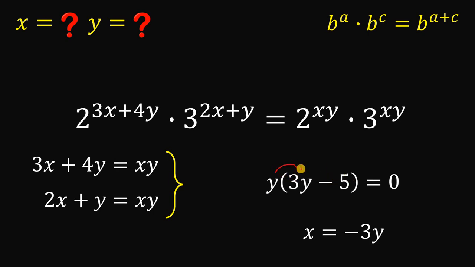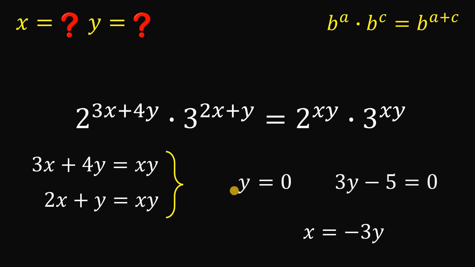Take note that when we distribute this y, we get 3y squared and negative 5y. Now, since it is equal to 0, it follows that at least one of the factors must be equal to 0. So we can say that y equals 0 or 3y minus 5 must be equal to 0. From the first equation, y must be equal to 0. From the second equation, if we solve for y, we get that y must be equal to 5 over 3. Now, we found that y can be 0 or 5 over 3.